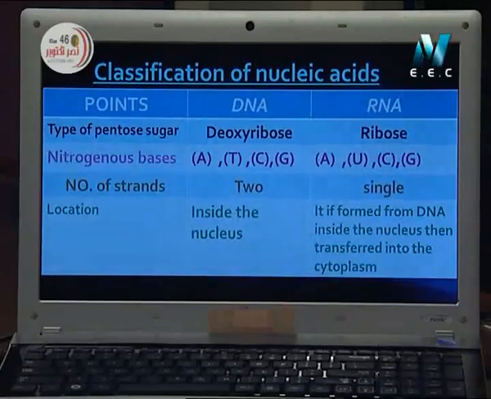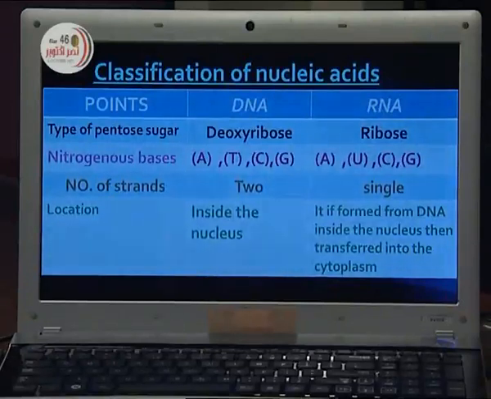Here we make a comparison between DNA and RNA. What is the difference between DNA and RNA? DNA and RNA are types of nucleic acid. We have 2 types of nucleic acid. DNA, deoxyribonucleic acid. Another nucleic acid, we call it RNA, ribonucleic acid.